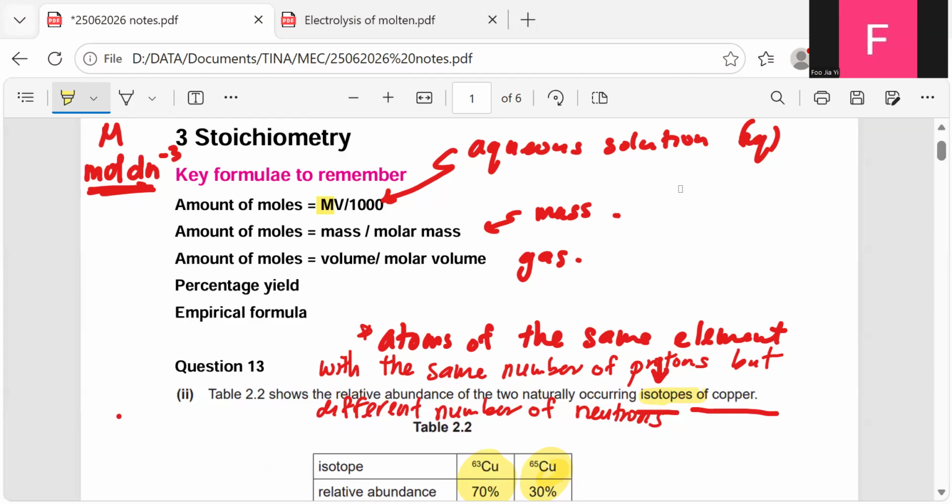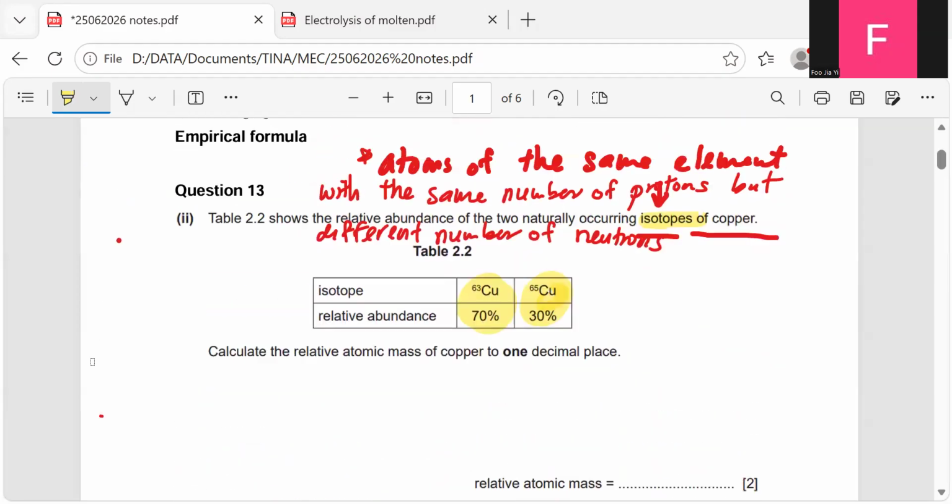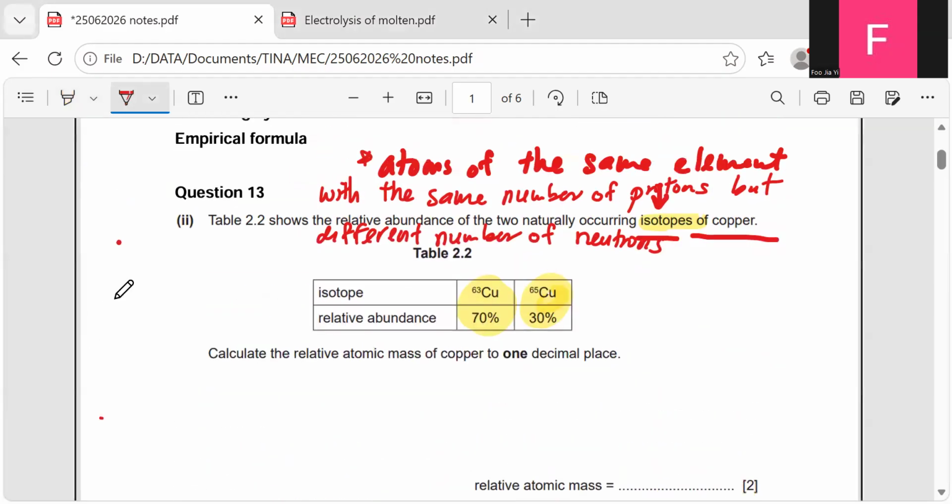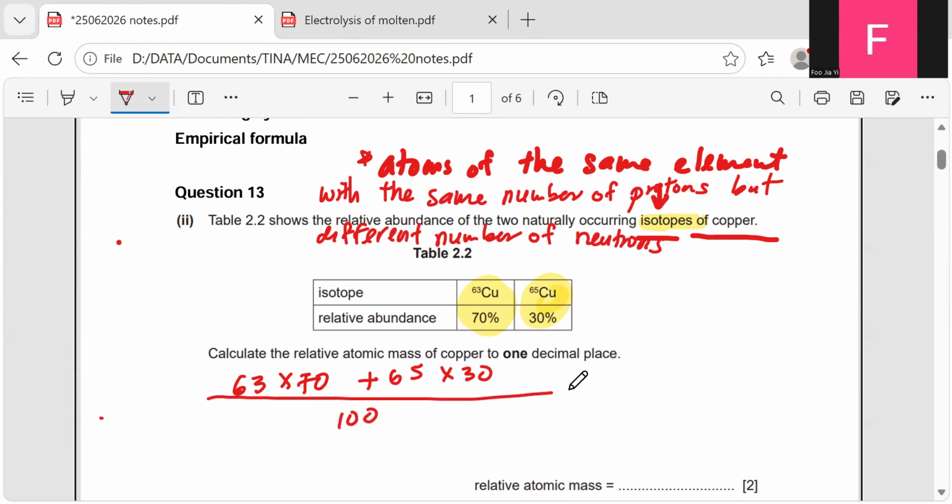The first one, all right? Okay, so now how do you calculate this? What you did is copper 63 has 70% plus copper 65 has 30%. So we calculate the average. Can you calculate this?